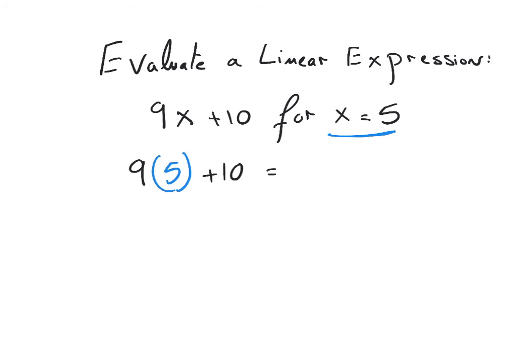And by using PEMDAS, the order of operations, we're going to multiply first. 9 times 5 will be 45 plus 10, and the answer will be 55.